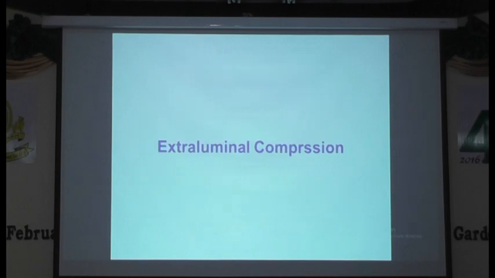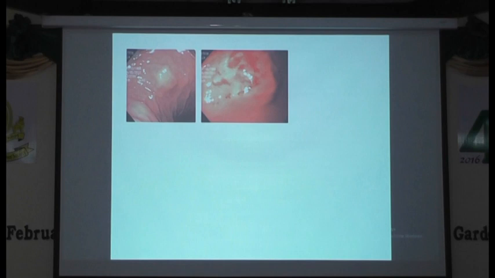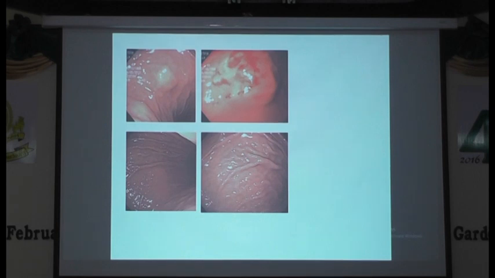All layers. Let's first talk about extraluminal compression. This is a case who was transferred to me for the evaluation of a suspected subepithelial lesion. The local doctor palpated the area with a forceps and felt it was a very firm lesion. When I put my scope into the patient, I could not find any subepithelial lesion-like area.